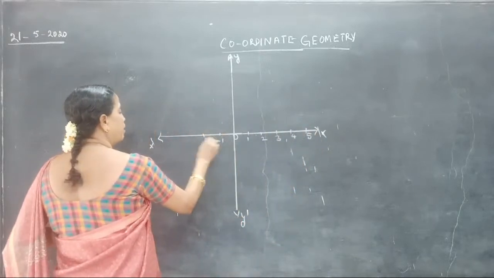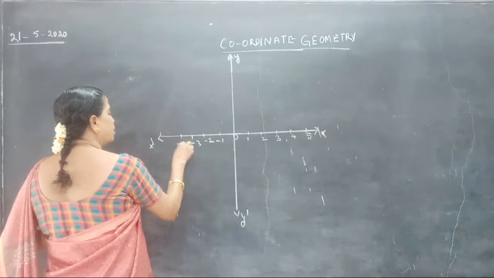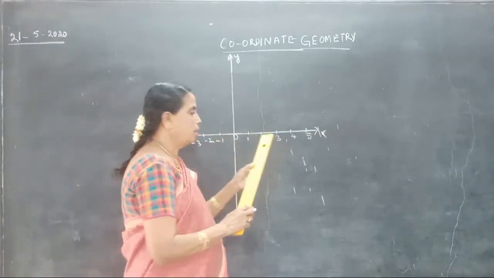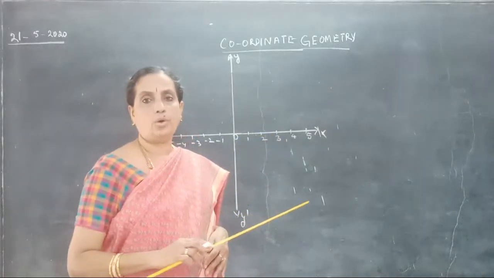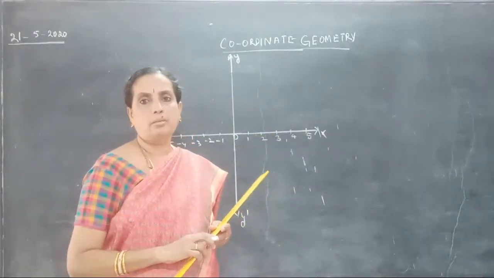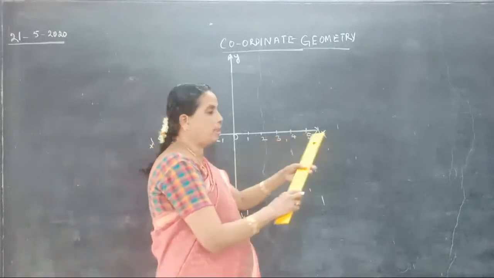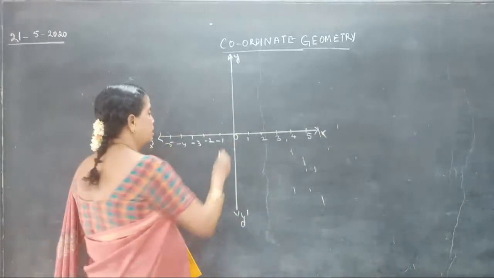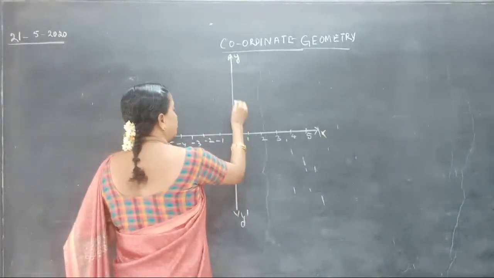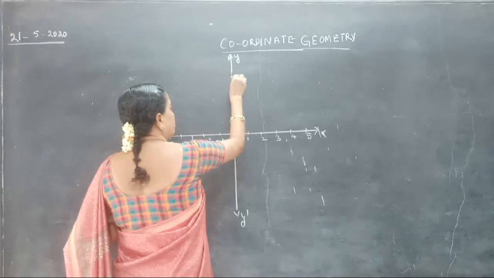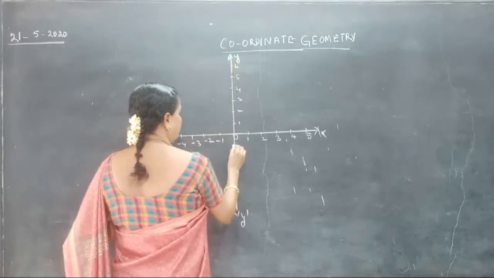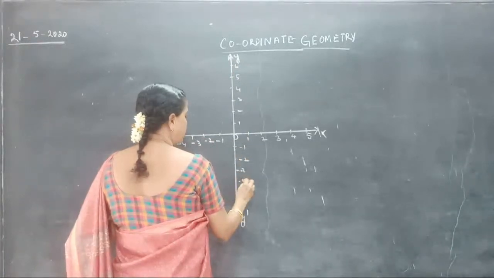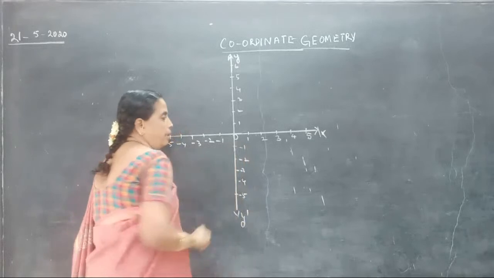Minus 1, minus 2, minus 3, minus 4. You should have equal distance. Selecting 1 centimeter or 1 inch also you can take, but uniformly you locate the points along the x-axis as well as along the y-axis. It is plus 1, plus 2, plus 3, plus 4, plus 5, plus 6, minus 1, minus 2, minus 3, minus 4, minus 5.